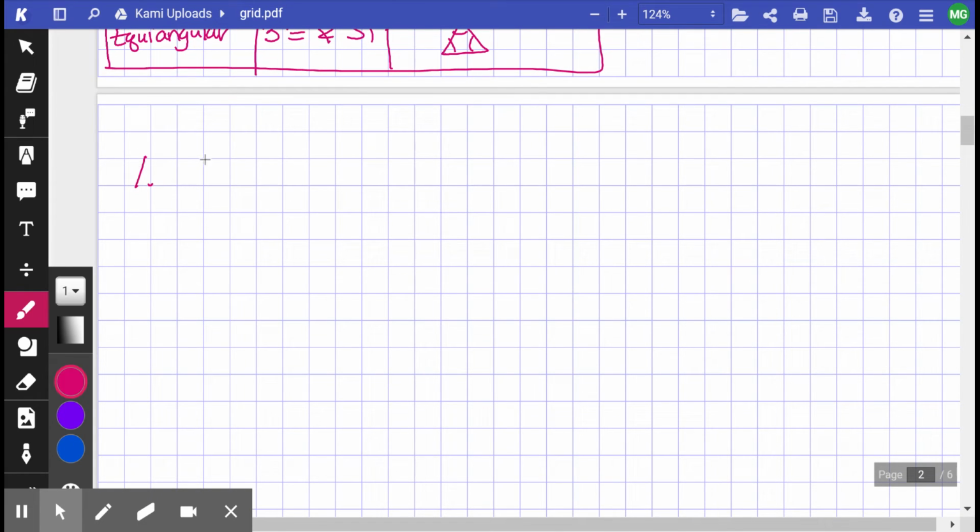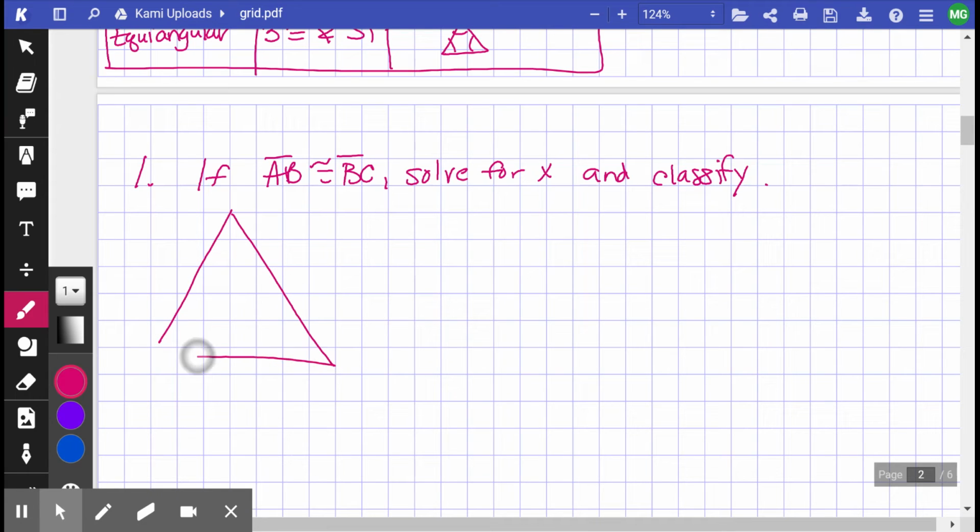All right, number one. If segment AB is congruent to segment BC, solve for x, and then classify the triangle. Okay, so first, I'll give you the drawing. So this is A, B, and C. This side is 2x minus 1. Over here is 9, and this is x plus 4. We know segment AB is congruent to segment BC, so we mark our picture. That means those two are the same. So now solve for x and then classify.